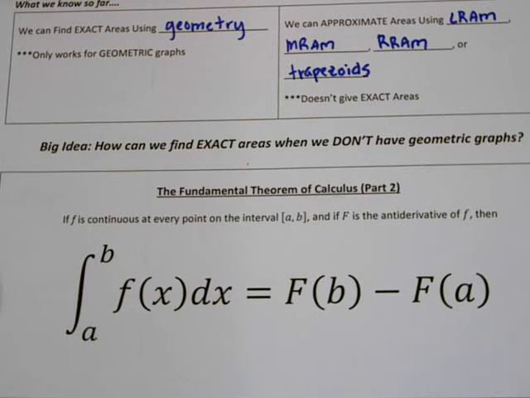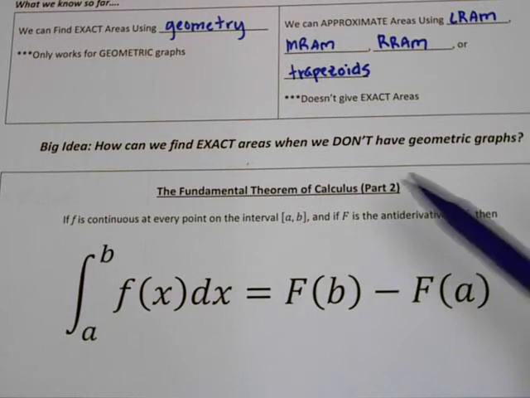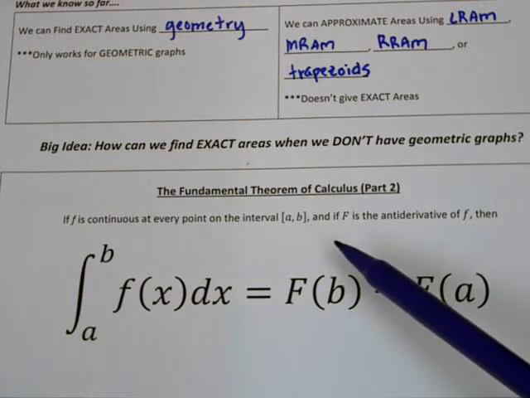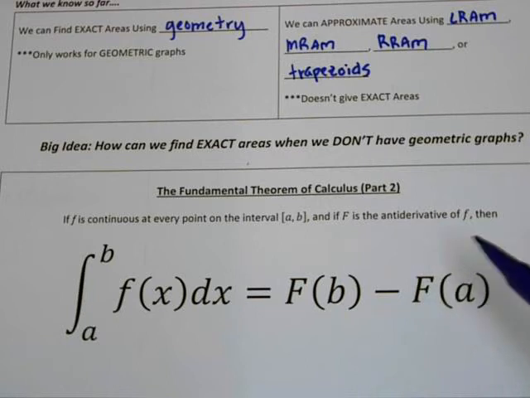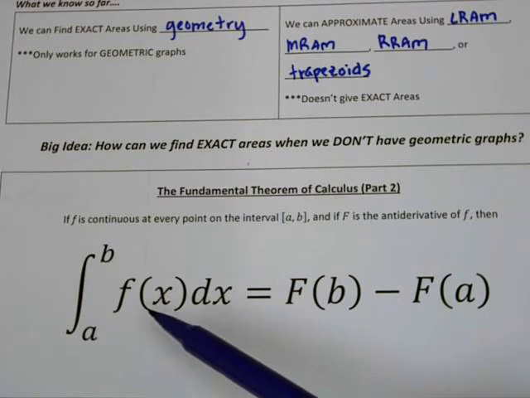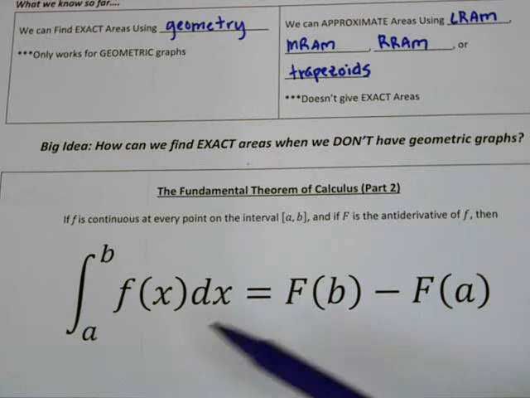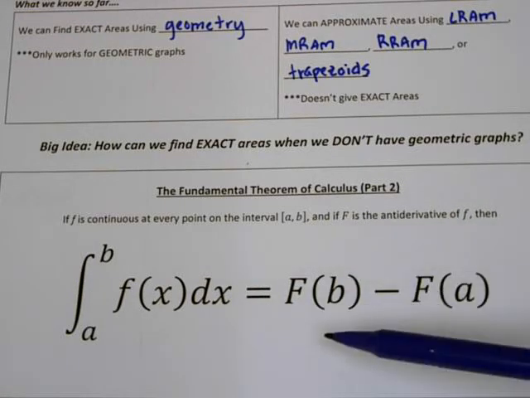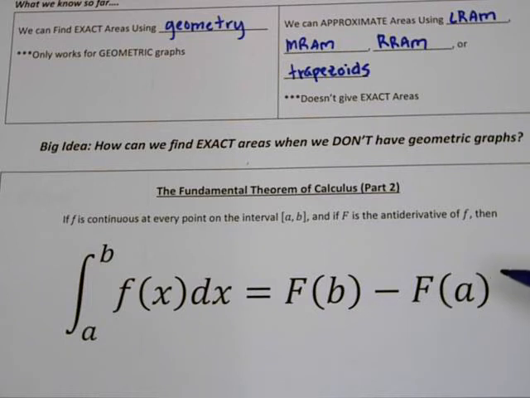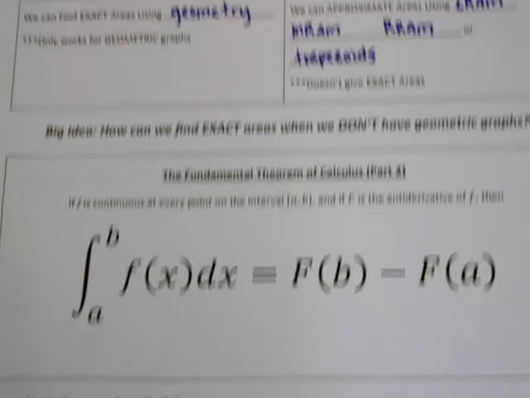So the fundamental theorem of calculus says that if f is continuous at every point on the interval from a to b, and if capital F is the antiderivative of f, then the integral from a to b of f of x dx is equal to the antiderivative evaluated at the upper bound minus the antiderivative evaluated at the lower bound. So I know that that sounds like a lot, right?